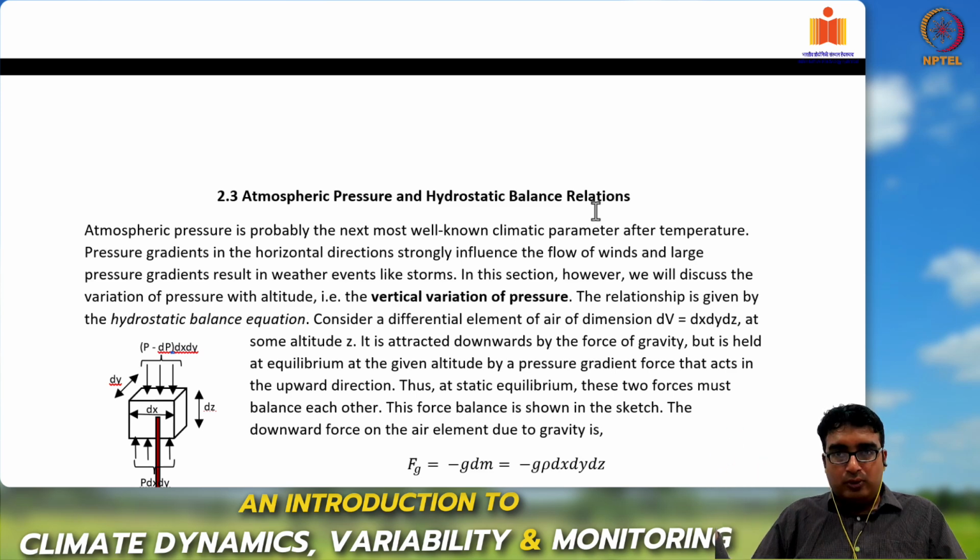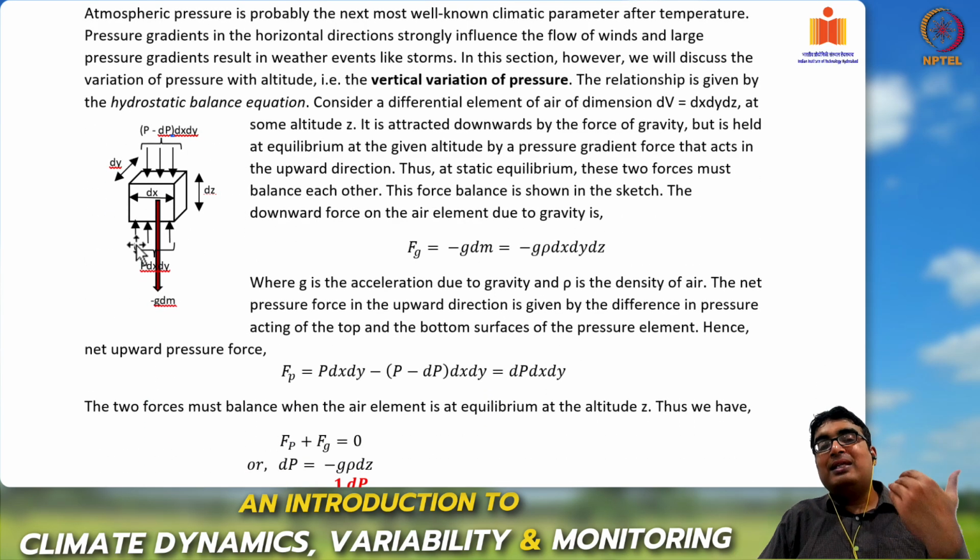All of us have experienced that as we go up a mountain, the air pressure decreases. So this effect is caused by the balance of the gravitational force and the pressure force. Let us see how this happens, and this relationship is called the hydrostatic balance equation.